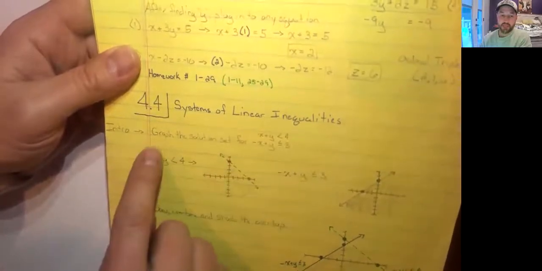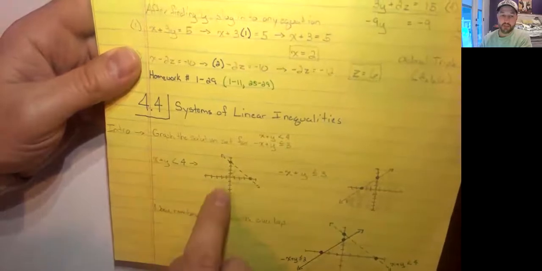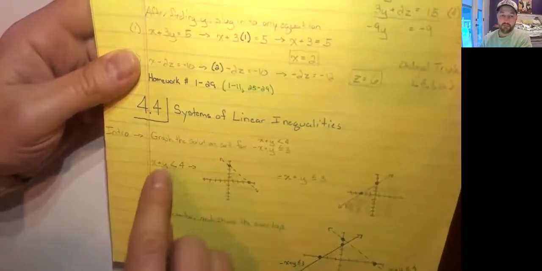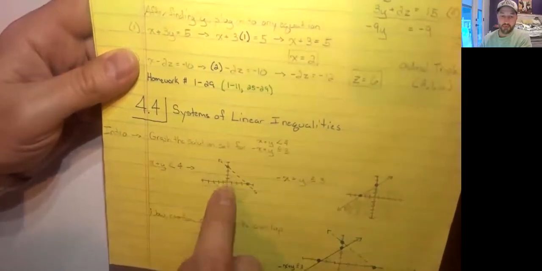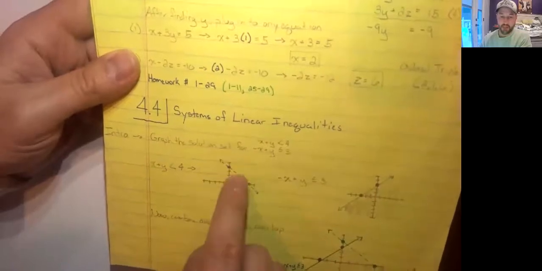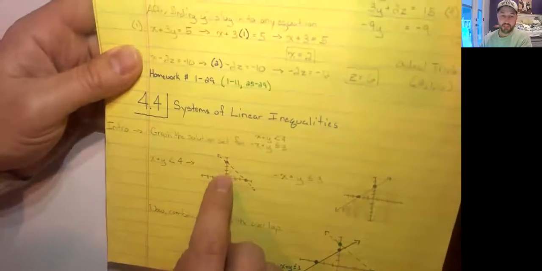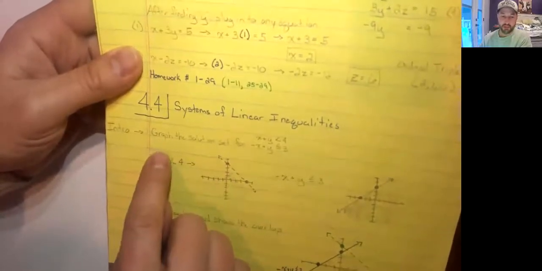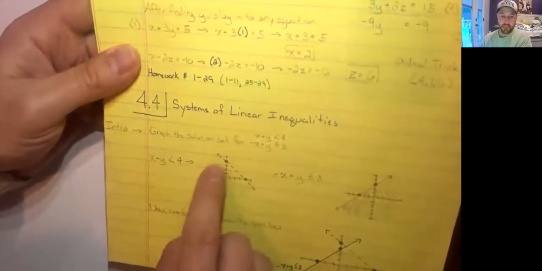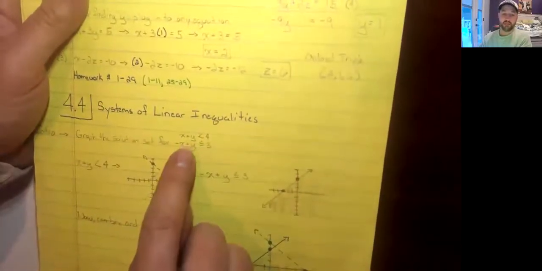When you plot your data points, if you make x 0, y is 4, boom, there's my y-intercept. Make y 0, x is 4, boom, x-intercept, connect them, dotted line. Type in your test point, origin 0, 0. 0 plus 0 is 0. 0 less than 4, true. You're shading this side. Then you do that for the other line they give you.